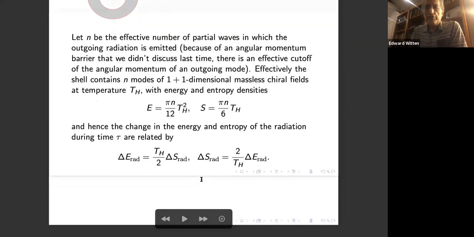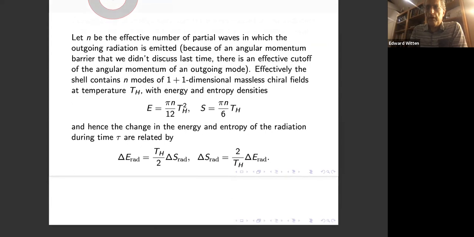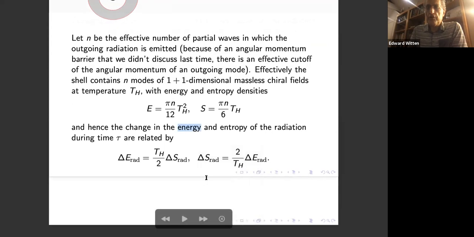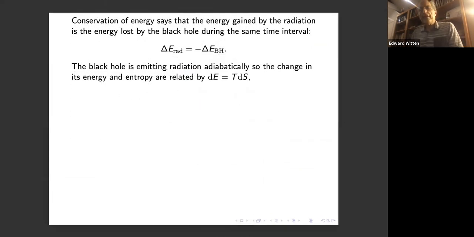So the change in the energy and entropy of the radiation during time delta tau are related by delta E of the radiation is 1/2 of T Hawking times delta S. Or in other words, delta S is 2 over T Hawking times delta E. And as you'll see in a moment, that factor of 2 is very important. Conservation of energy says that the energy gained by the radiation is the energy lost by the black hole during the same time interval. So delta E of the radiation is minus delta E of the black hole.